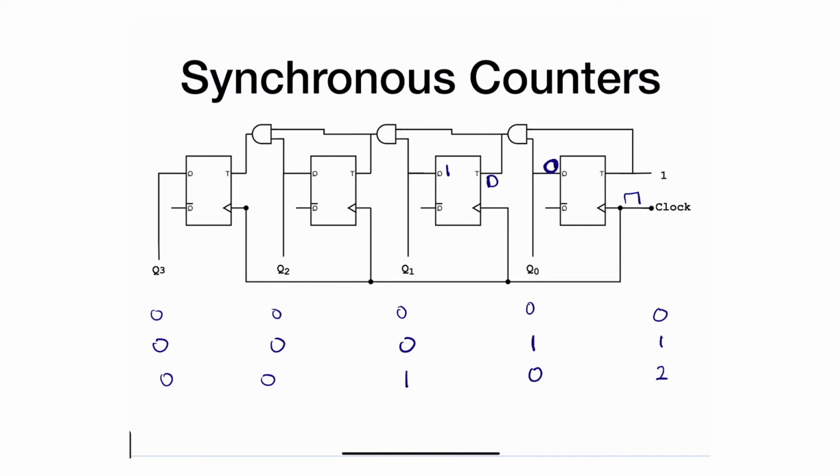So the next clock cycle comes in. This is at 1. This was at 0, so it becomes a 1. And then this will stay as is because its input is 0. This is 1. This is 0, 0, and we got 3. And that's how a synchronous counter works.